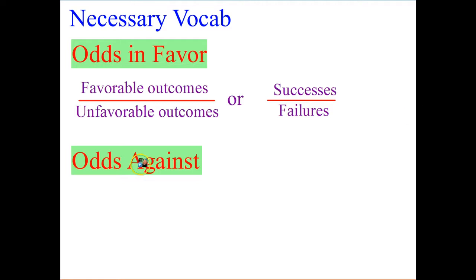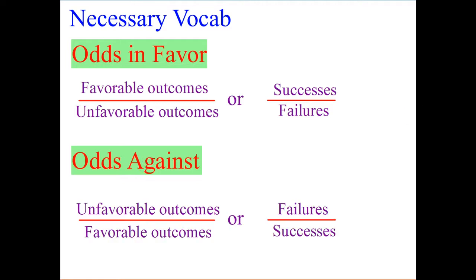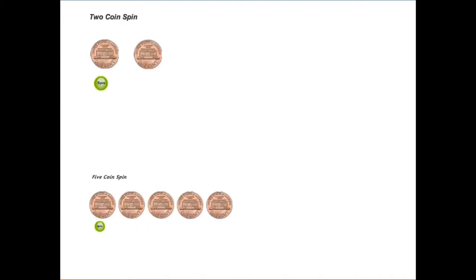Okay, and then odds against are just flipped. It's when you compare the failures or unfavorable outcomes first. All right, well here's an option. This is the 2 coin flip here, and I want to know how many different possible ways you can flip 2 coins. Well, there are 2 different ways here, and there are 2 different ways here. So when you multiply these, that's called your counting principle. You can get 2 different options for each of them. So 2 times 2 would be 4.